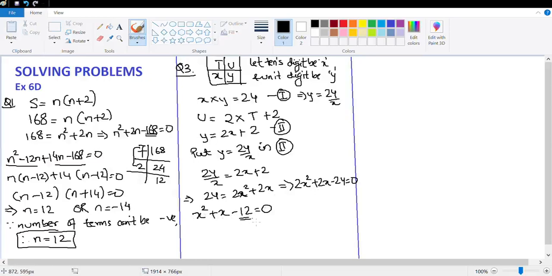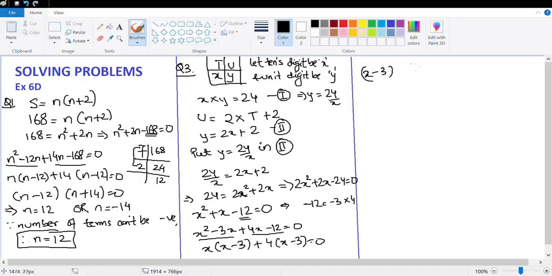I need to find factors of negative 12, the sum of which is plus 1. This one's simple. This is 4 and 3. Right? Negative 12 will be equal to negative 3 multiplied with 4. So x square minus 3x plus 4x minus 12 is equal to 0. Group this together. x times x minus 3 plus 4 times x minus 3 is equal to 0, which means x minus 3 times x plus 4 is equal to 0, which means x is equal to 3 or x is equal to negative 4.